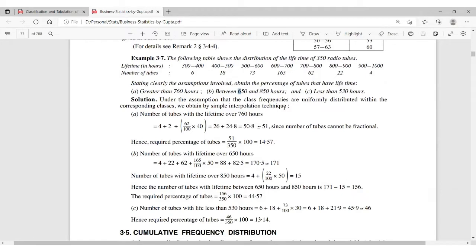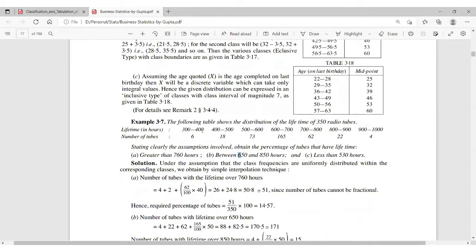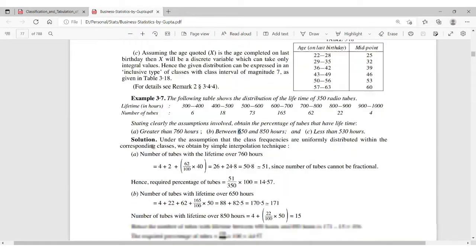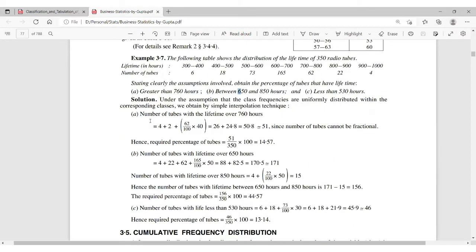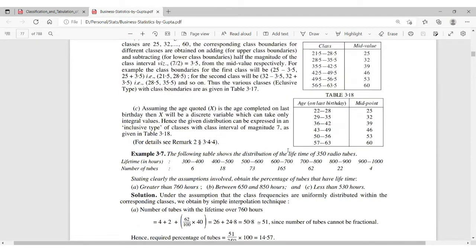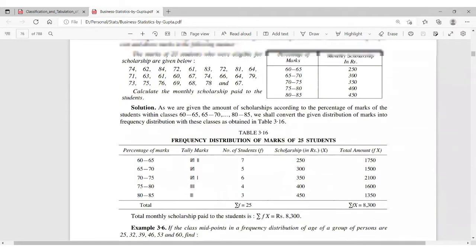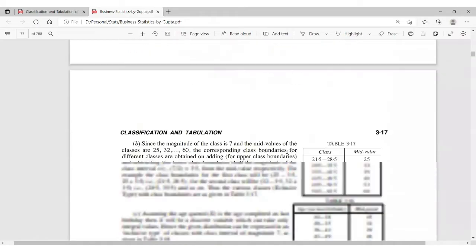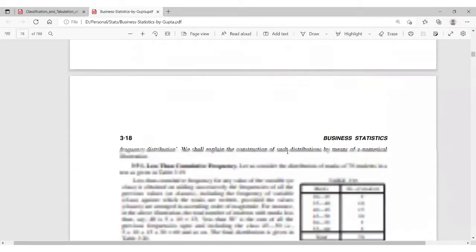Under the assumption that the class frequencies are uniformly distributed within the corresponding classes, right? They are uniformly distributed. The class gap is 100 and 100. Now what do we do with these types of questions?